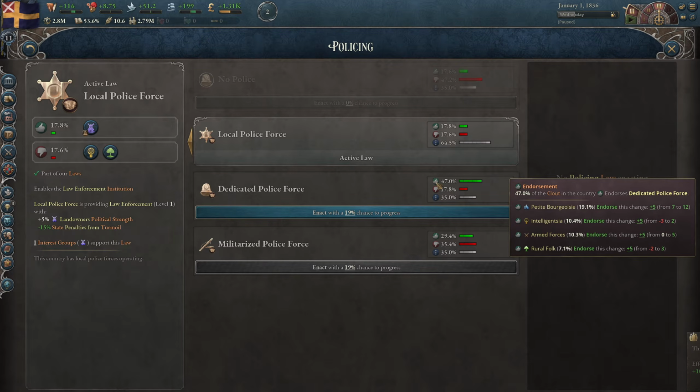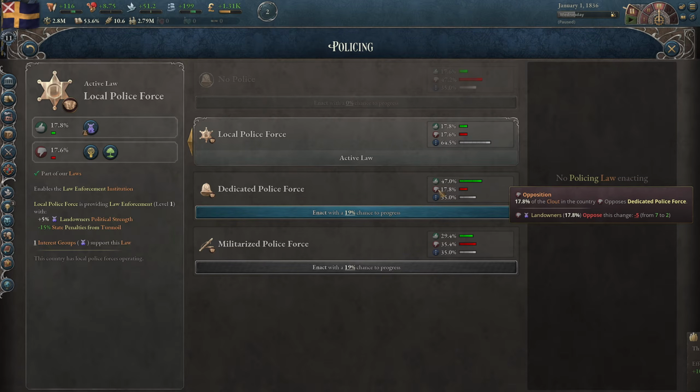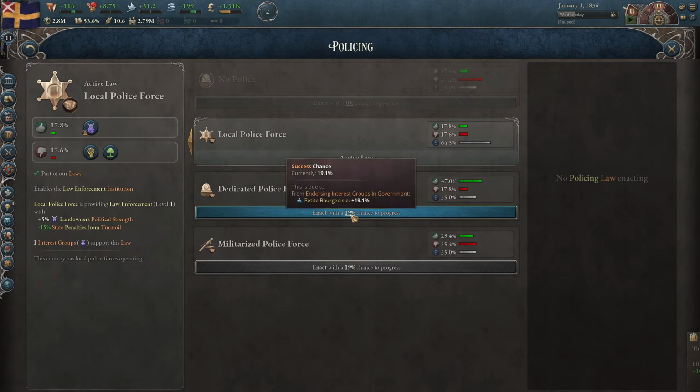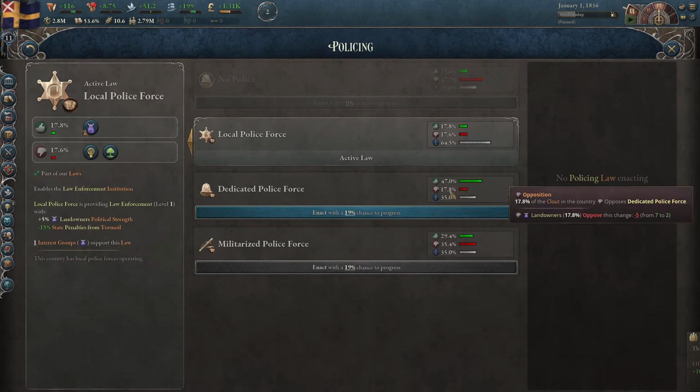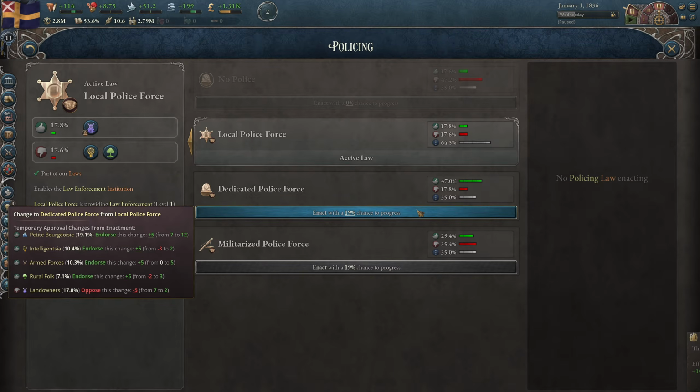The intelligentsia will like this, the armed forces will like this, and the rural folk will like this. Now, guess who is not gonna like this? The landowners. So we have a 19% chance to success, we have a 17.8% chance to fail, and we have a couple of other chances. Now, I will click this because the landowners go from +7 to +2, so they are still positive. Even if they go to -6, I will do it, because then they will not be angry. They will not get angry, but they dislike it, and we will improve with a lot of other countries.